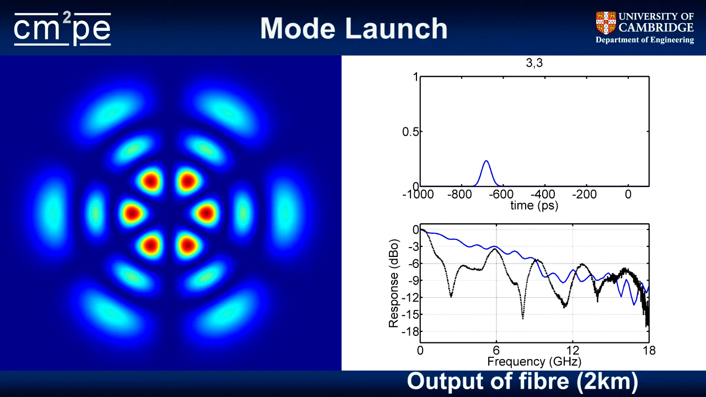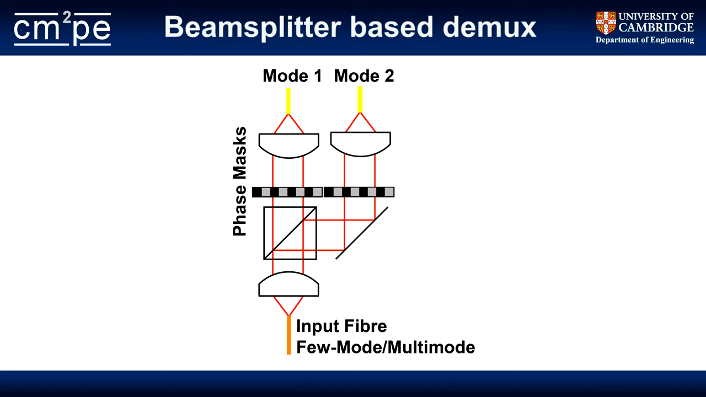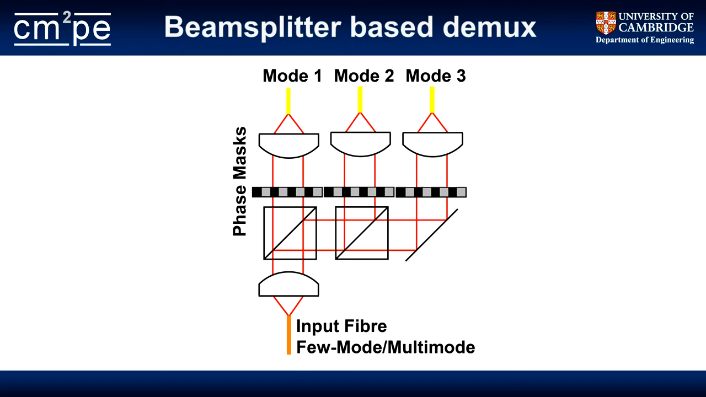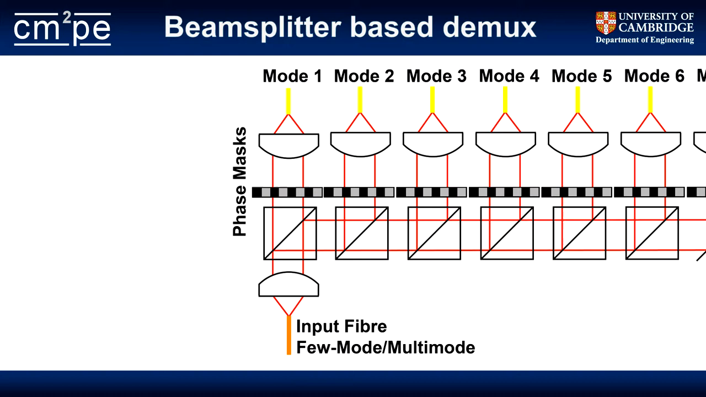The final bit I want to talk about is the new mode demux topology. In previous MDM experiments based on phase masks, the modal content leaving the fiber has been split into N copies, where it's tested for N modes. If you want to add more modal channels or remove modal channels, you have to physically add or remove beam splitters. And if you're working with a polarization-sensitive device, such as an SLM, you have to duplicate that optics for each polarization as well.